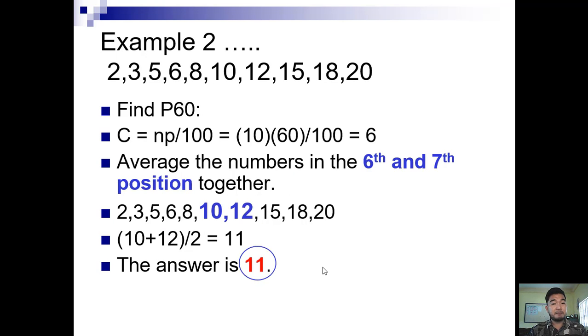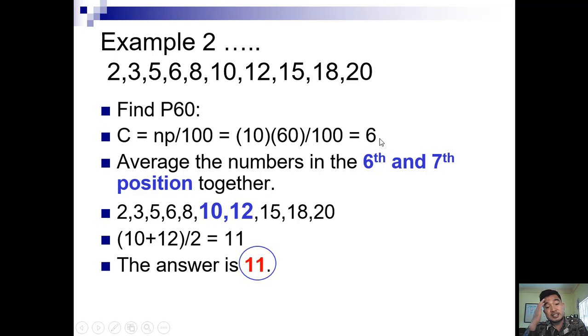Let's have another example. Find the 60th percentile here. The first step is to check if your scores ay naka-arrange ba ng ascending order. So, naka-arrange siya, wala tayong problema. So, we are looking for the 60th percentile. We use this formula C is equal to N times P divided by 100. N is 10. Then, the percentile is 60. So, that's 10 times 60. That's 600. Divided by 100 is equal to 6.